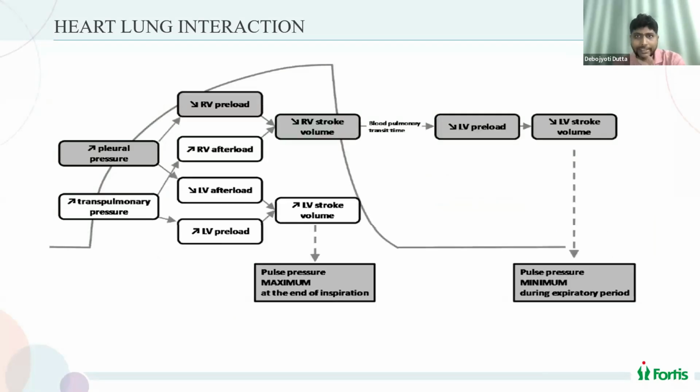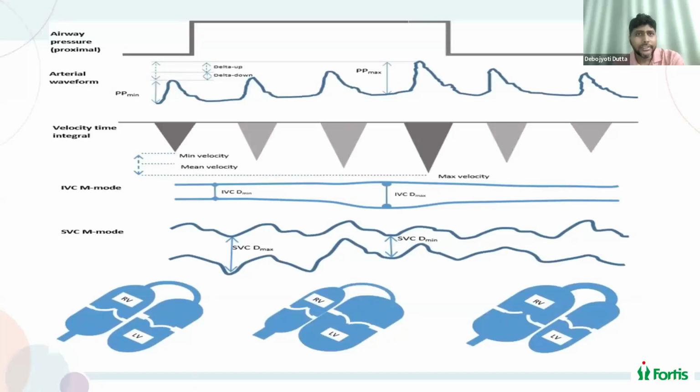This diagram shows the heart-lung interaction changes in a patient on mechanical ventilation, how it affects our cardiac cycle, how it affects the preload and afterload, and ultimately the stroke volume of the heart. This diagram shows the changes that we can see in the arterial waveform. In positive pressure ventilation, the pressure will be minimum at the end of expiration because at that time no positive pressure is there, and the pressure will be higher at the end of inspiration when the peak airway pressure in the system is very high.